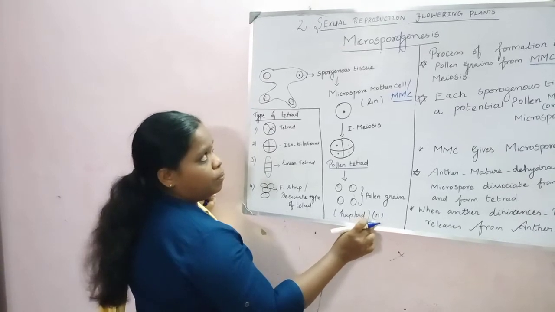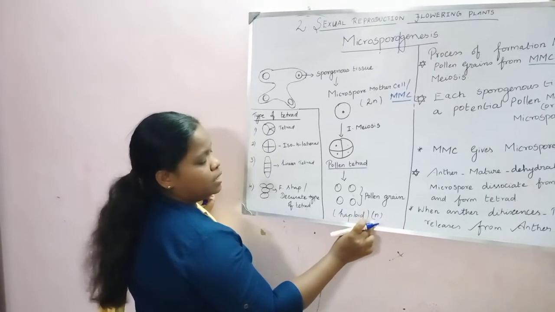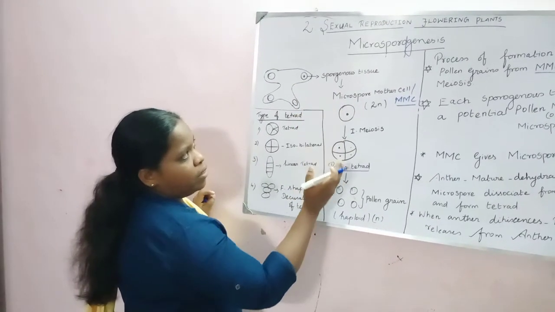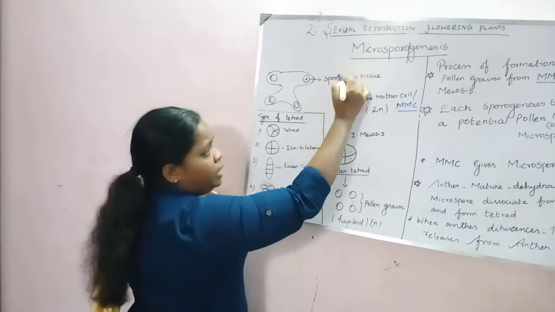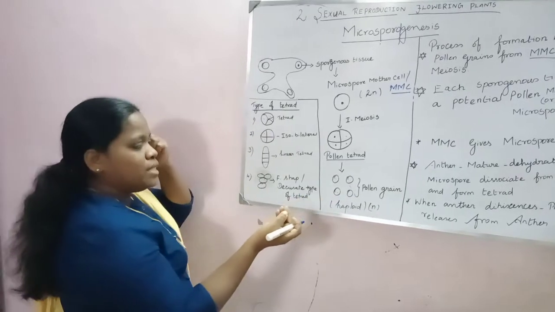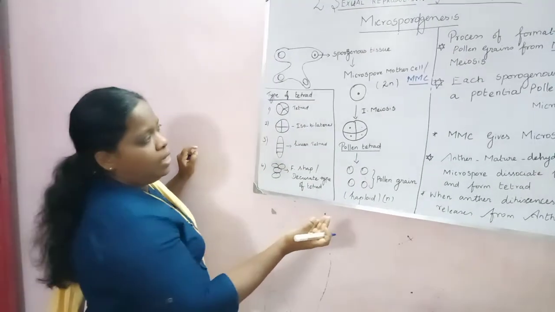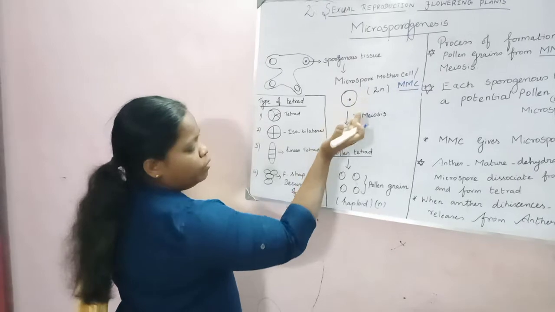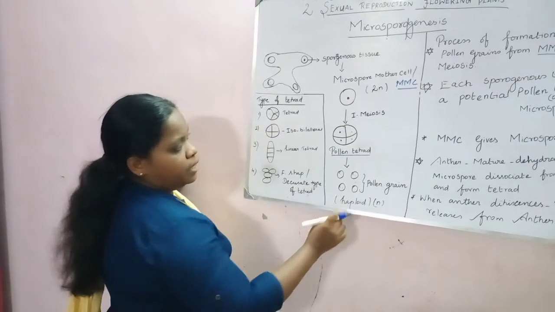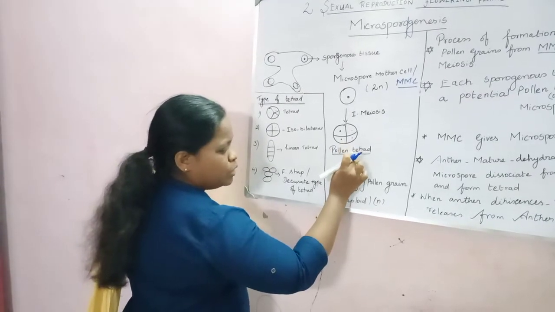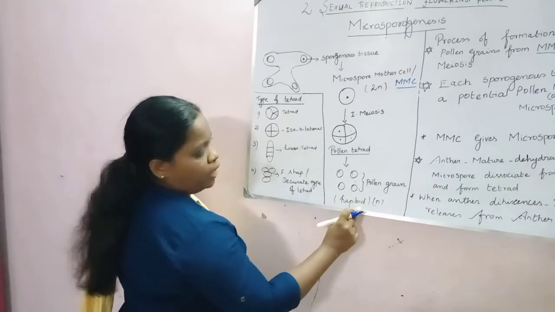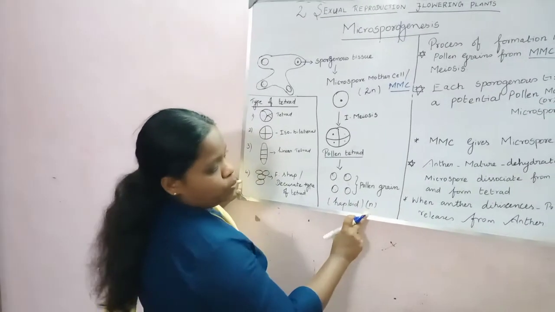Once again I will repeat the process of microsporogenesis. In the microsporangium, there is a special type of cell called the sporogenous tissue. The sporogenous tissue has the potential to produce a pollen mother cell or microspore mother cell. This microspore mother cell gives rise to the microspore tetrad by meiotic cell division. Then the microspore tetrad or pollen tetrad gives rise to pollen grains. They are haploid in chromosome number.